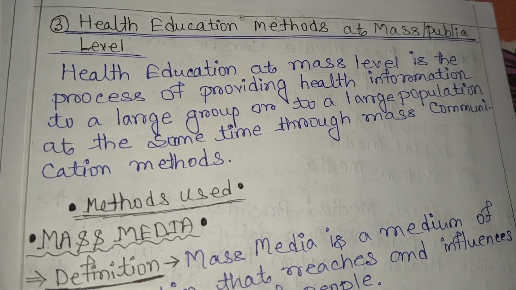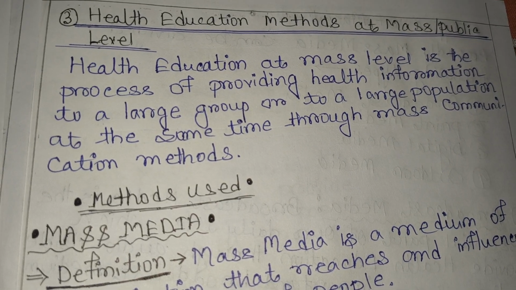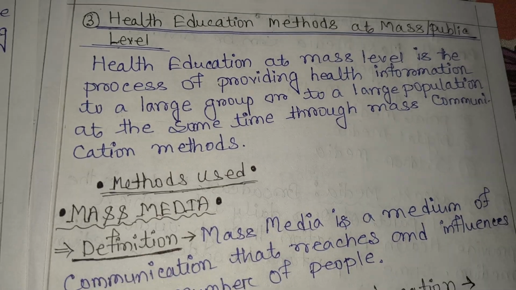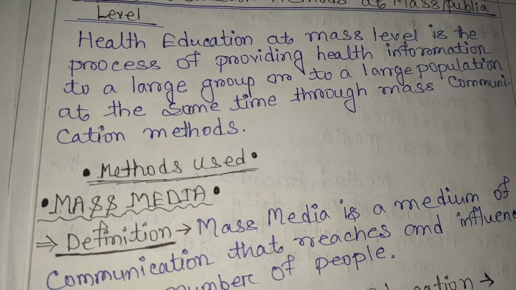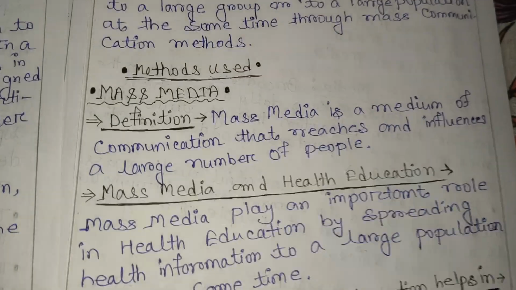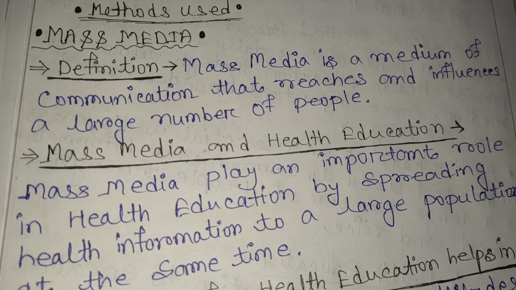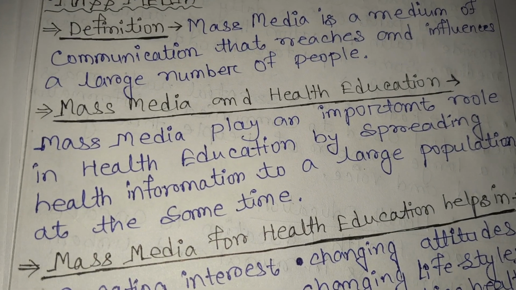Health education methods at public or mass level. Health education at mass or public level is the process of providing health information to a large group or a large population at the same time through mass communication methods. Method: use mass media. Definition: mass media is a medium of communication that reaches and influences a large number of people.